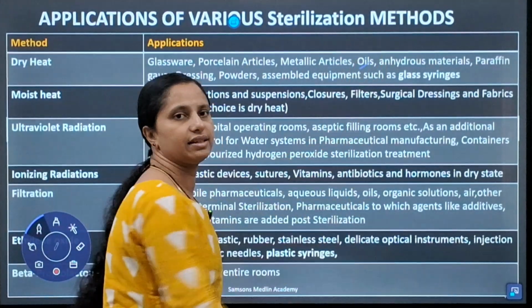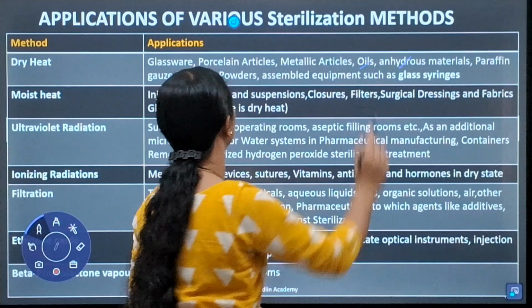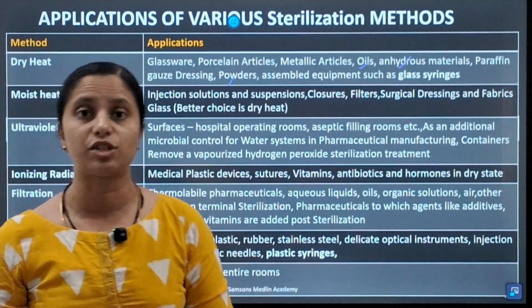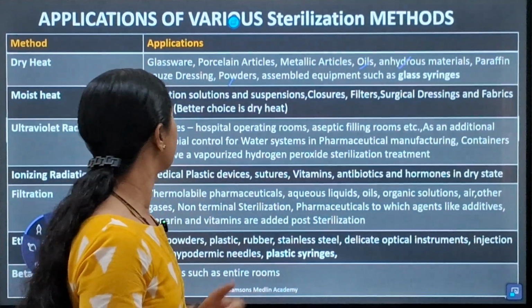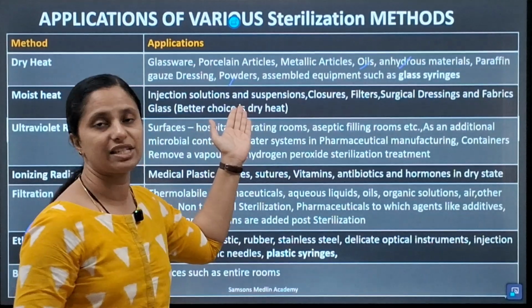Oils, if they get exposed to moisture, will become rancid. Anhydrous materials, similarly powders, can only be sterilized by dry heat sterilization, not by moist heat sterilization. So what are the other materials that can be sterilized by dry heat sterilization?